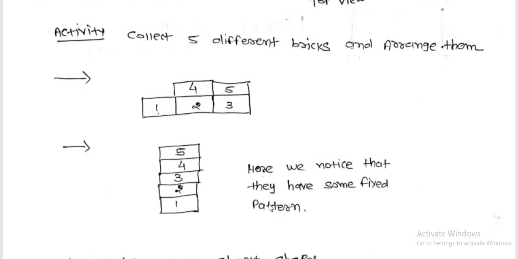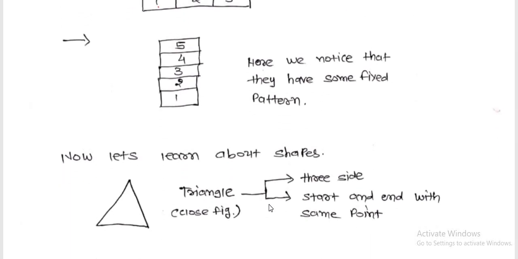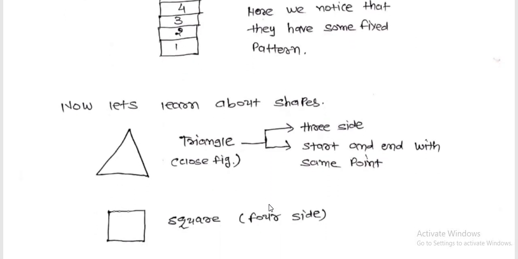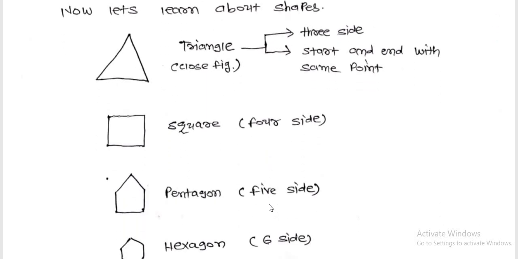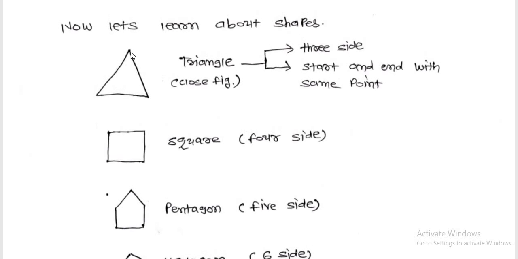Before learning the new pattern, we will first revise the shapes which we have studied in earlier standards. So first I have drawn one shape here. This shape is a closed figure. You know very well what a closed figure is. If the starting and ending point of a figure is the same, or it starts and ends with the same point, then that type of figure is known as a closed figure.